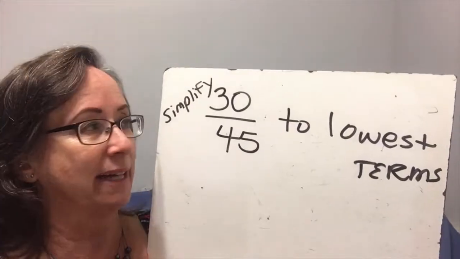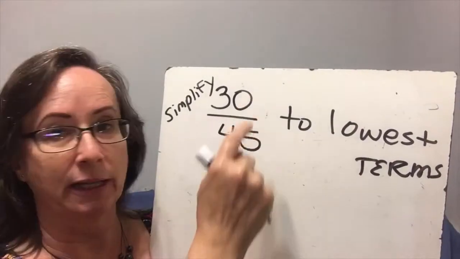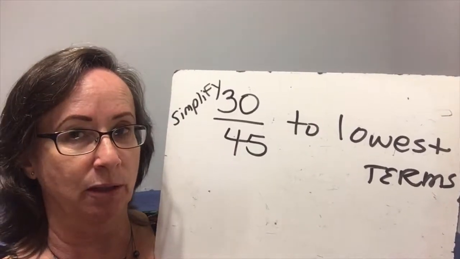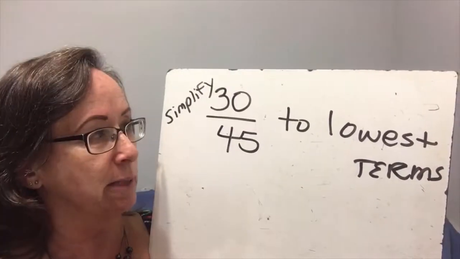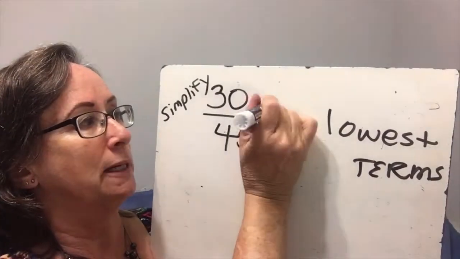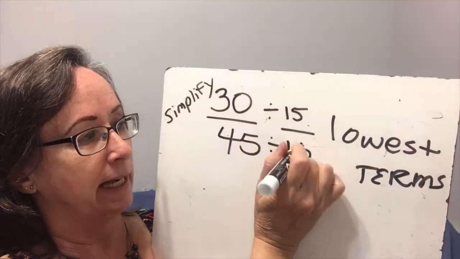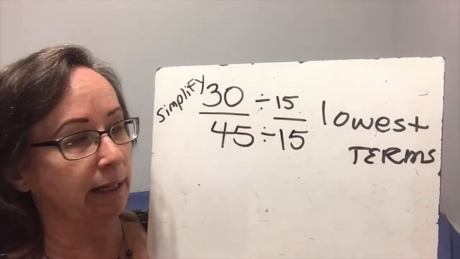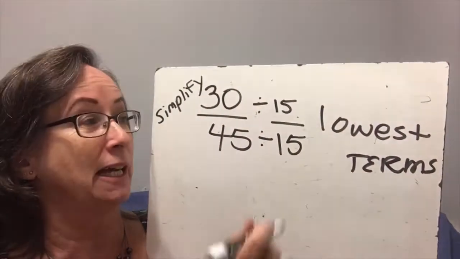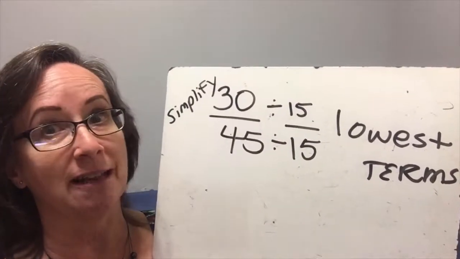So we're looking for a common factor in 30 and 45. And we could pick 5, but that's not the biggest number that both 30 and 45 are divisible by. 30 and 45 are both divisible by 15. So I'm going to put divide by 15 and on the bottom divide by 15. Now 15 over 15 is just 1, so I'm dividing the whole fraction by 1, which changes nothing.